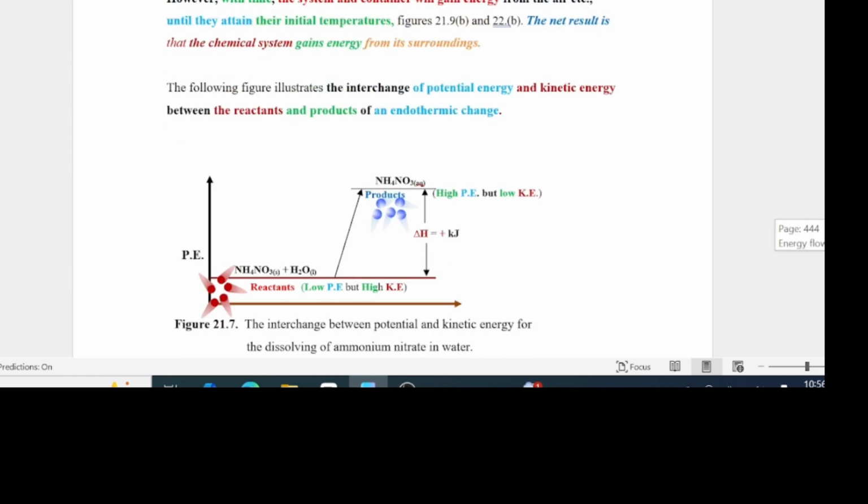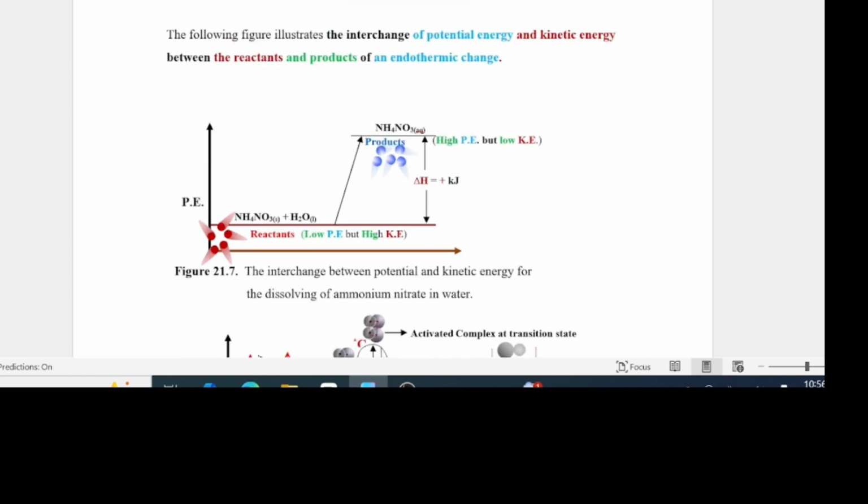So this figure here shows the interchange of potential energy and kinetic energy between the reactants and products of an endothermic change, and it is exemplified by dissolving ammonium nitrate in water. So the ammonium nitrate and water have low potential energy but high kinetic energy. But as the ammonium nitrate dissolves in water, they gain higher potential energy, but there is a lowering of the kinetic energy of the system.